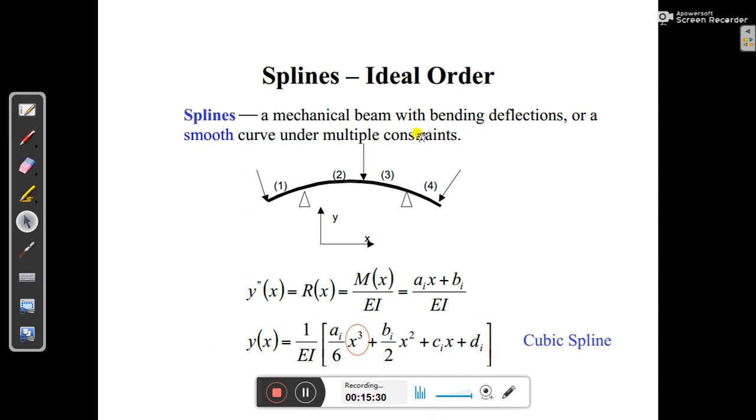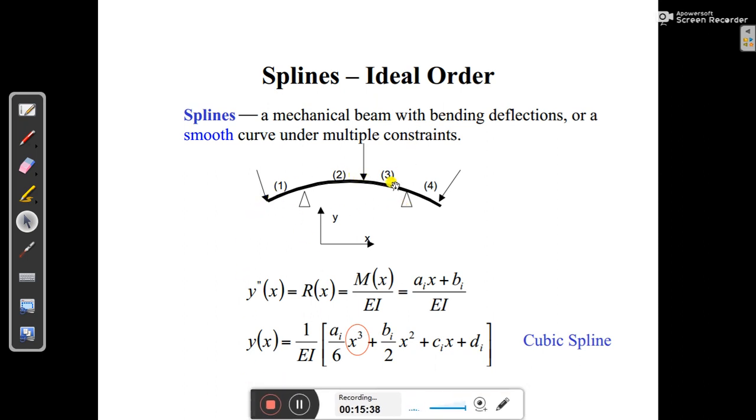A mechanical beam with bending deflections or a smooth curve under multiple constraints. Suppose here you can see this is a beam, but it has been bent using these vertical constraints, using some force. So it creates this straight line beam as like a curve.